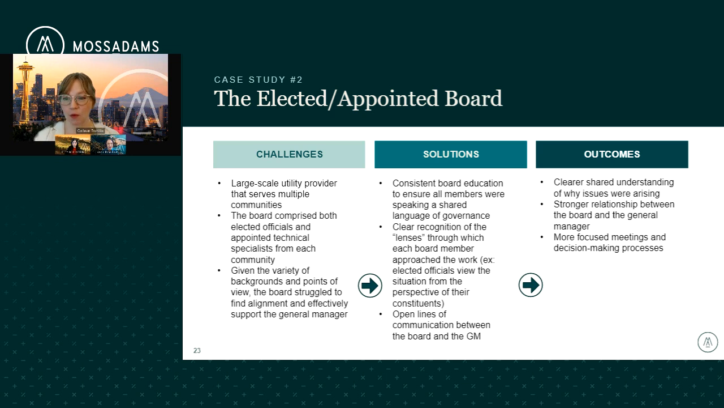And so board meetings could go off the rails really quickly, and it was a ton of work on the part of the manager and staff to really understand what board members need to be able to make strong decisions and to deliver on their strategy. They also had a very ambitious strategy. Many utilities across the country are focused on reducing their carbon impact.